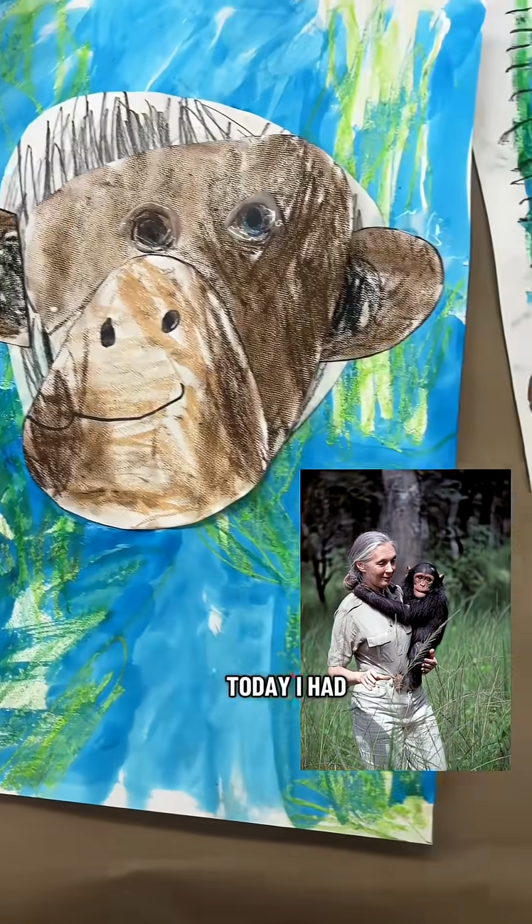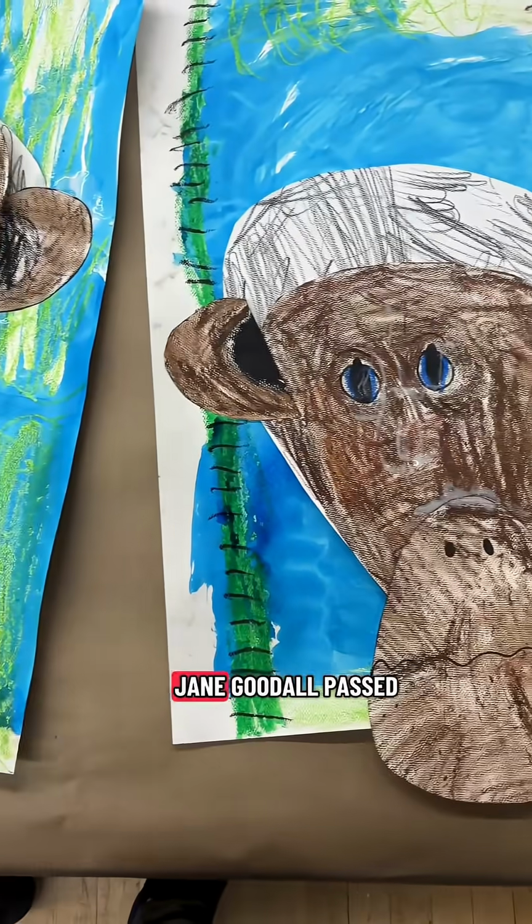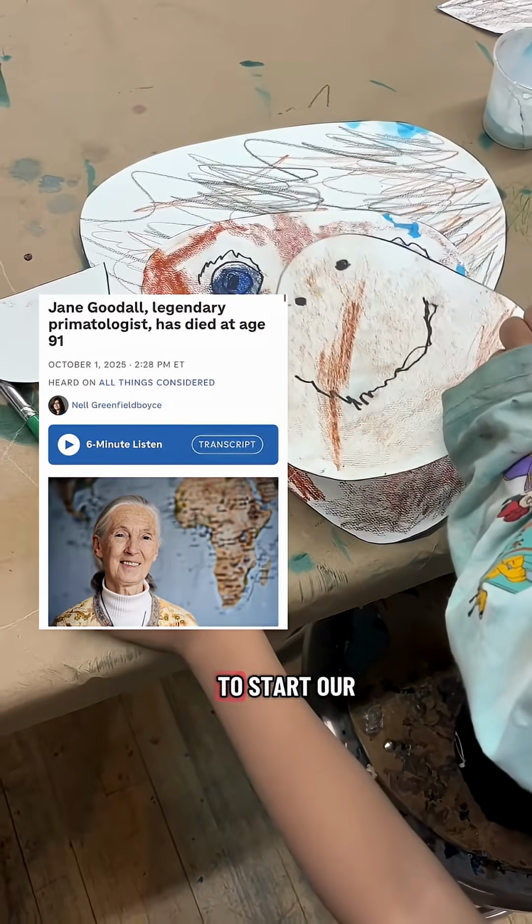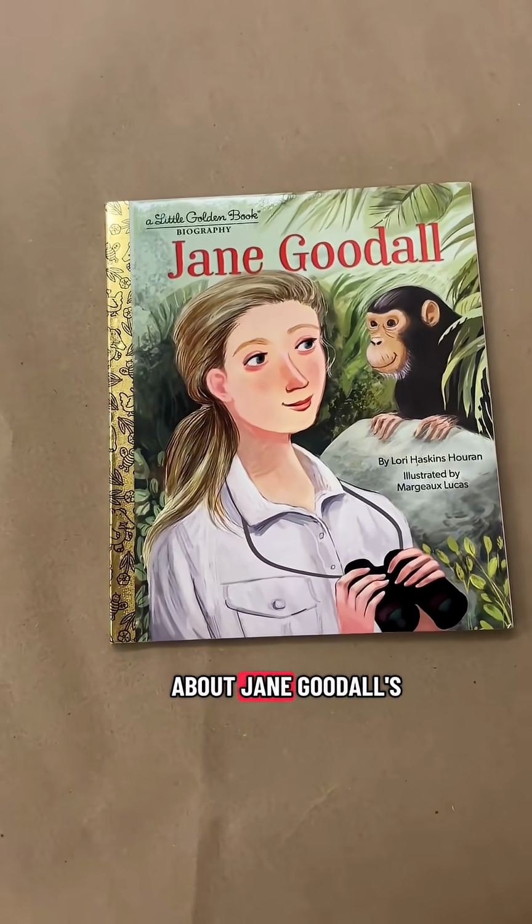In memory of Jane Goodall, today I had my class do a chimpanzee-inspired art lesson. Jane Goodall passed away Wednesday at the age of 91. To start our lesson, we read this little golden book about Jane Goodall's life and career.